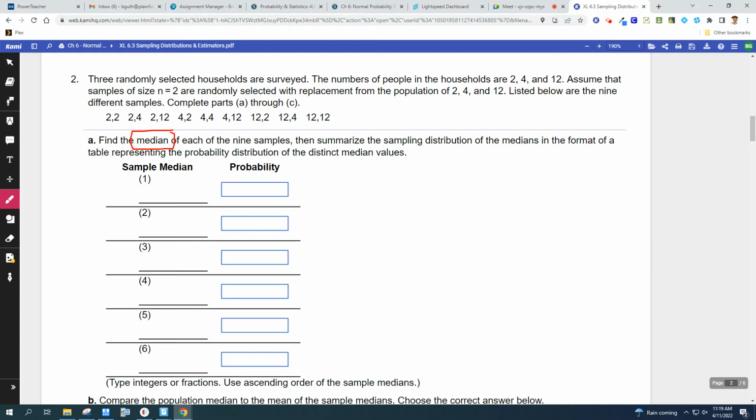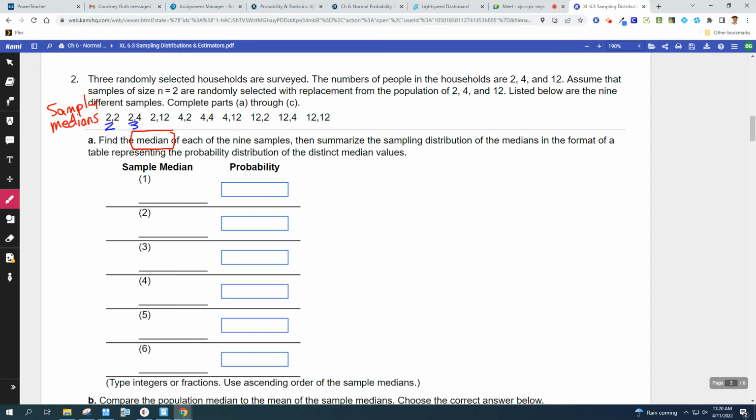So think about the sample medians. And we can do that in our head. Remember, median means middle. So what's in the middle of 2 and 2? What's in the middle of 2 and 4? What's in the middle of 2 and 12? If you can't do that in your head, it's just like finding the average. When you only have two numbers, you just find the average.